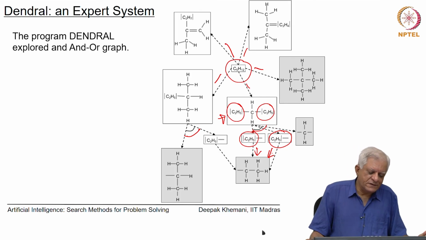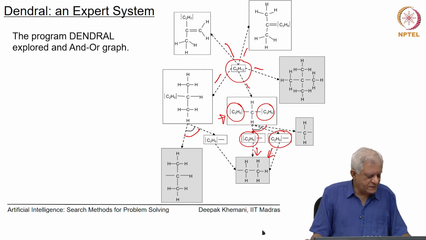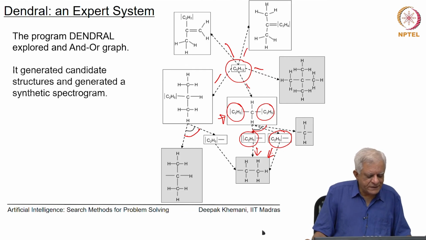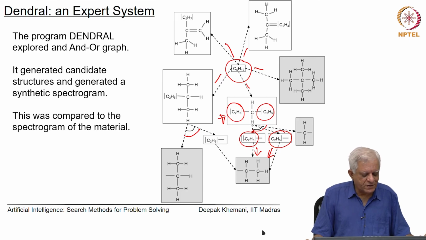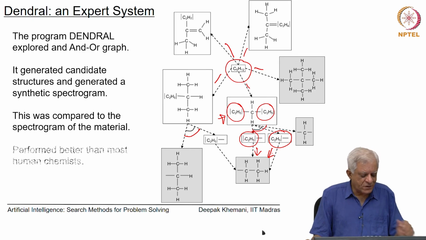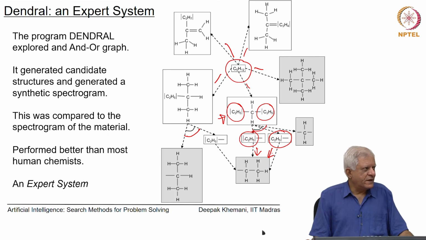So, the program Dendral essentially explored an AND/OR graph. These are also called AO graphs. It generated candidate structures and then generated a synthetic spectrogram for each structure and compared the synthetic spectrogram with the real spectrogram of the material, and based on that it would decide whether it was a good hypothesis or not. It turned out that it performed better than most trained chemists, and it is an example of what was then called an expert system essentially.